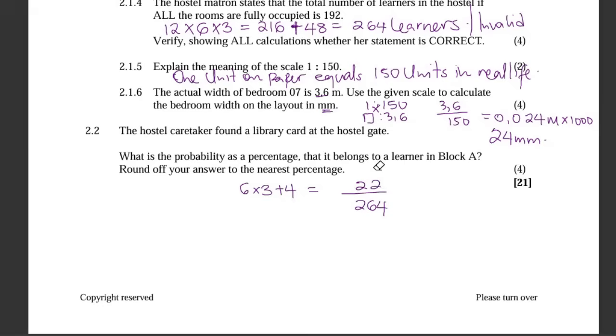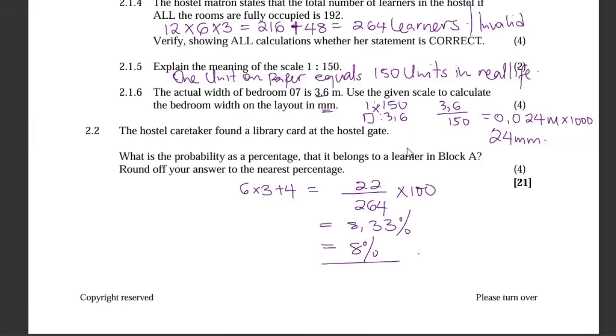To the nearest number, you have to multiply by 100. So 22 divided by 264 times 100. The answer becomes 8.33%. And they say to the nearest percentage, which is 8%. And this brings us to the end of question number 2.